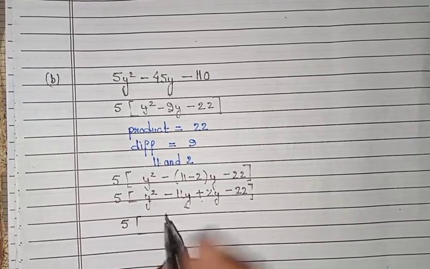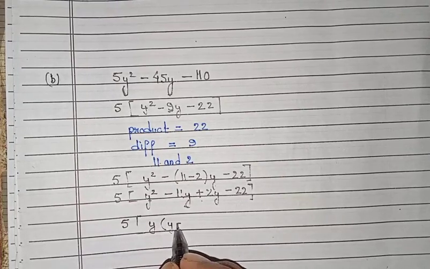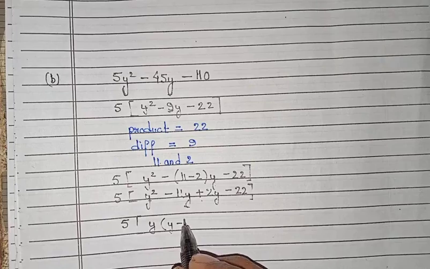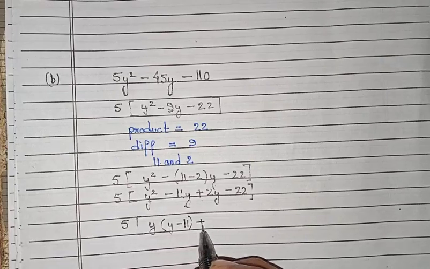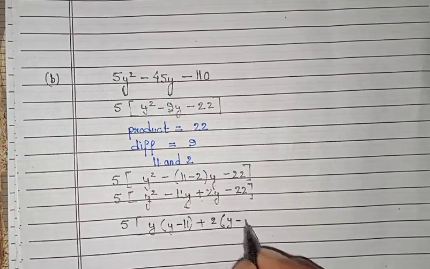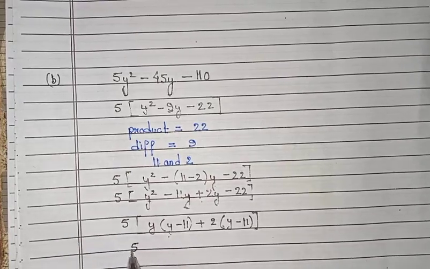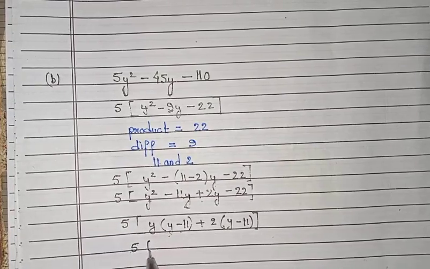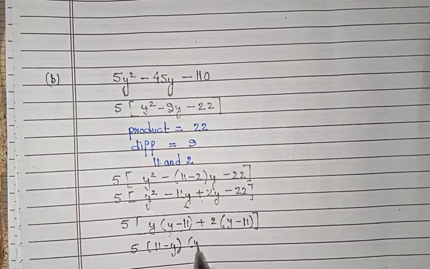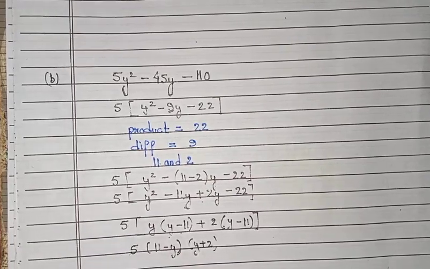Now from these two terms y can be taken common, so you are left with y minus 11. From these two you can take 2 common, so you are left with y minus 11. From here you can take y minus 11 common, so you will be left with y plus 2. This will be your answer.